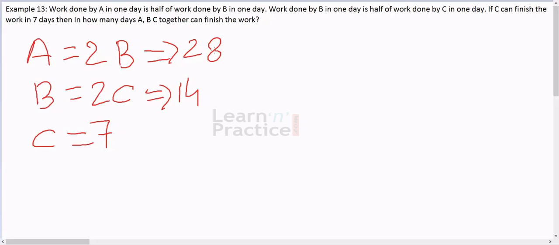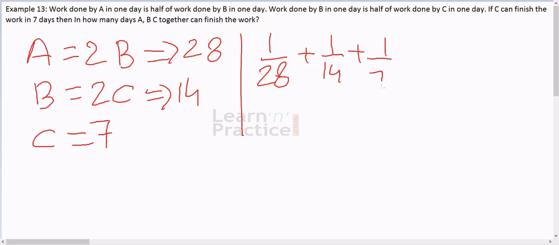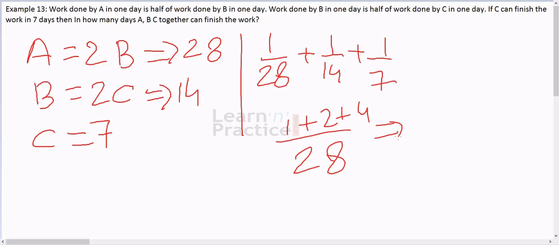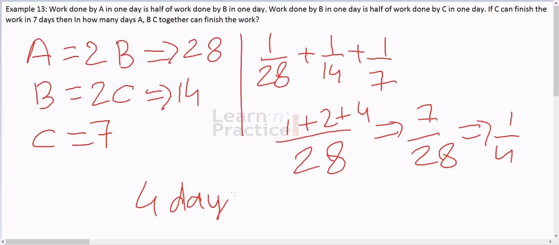Now if A, B and C all 3 work together, in how much time will they be able to complete the work? So we can write 1 by 28 plus 1 by 14 plus 1 by 7, and if we calculate this, we'll get the answer. Take the LCM, which would be 28: 1 plus 2 plus 4 gives us 7 by 28, or we can write it as 1 by 4. So if A, B and C all 3 are working together, they will be able to complete the work in 4 days.